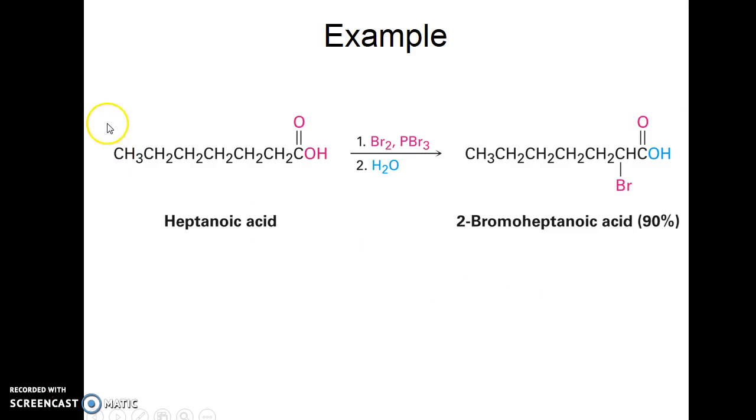Here's an example. Here is heptanoic acid. If I treat it with bromine and phosphorus tribromide, what do I get? I get bromination on the alpha carbon. The water here took the acid bromide intermediate and brought it back down to the carboxylic acid.